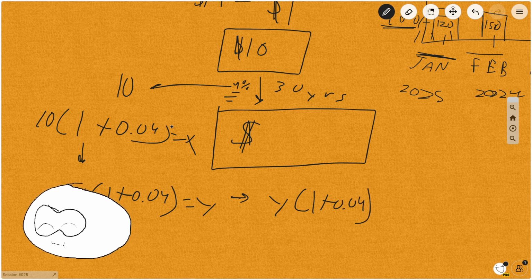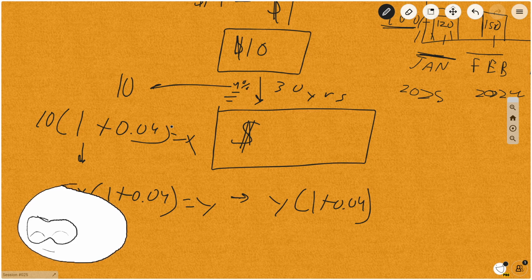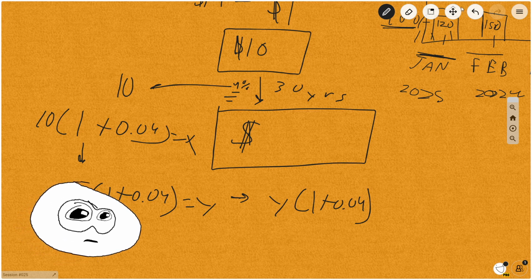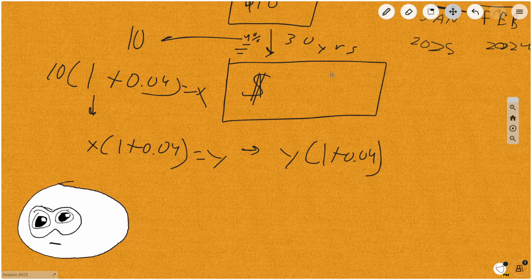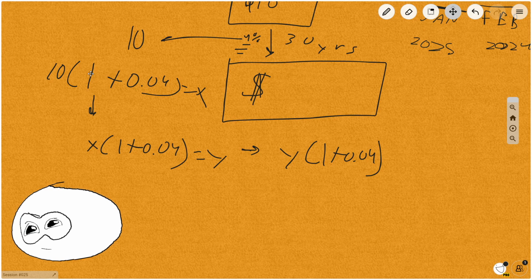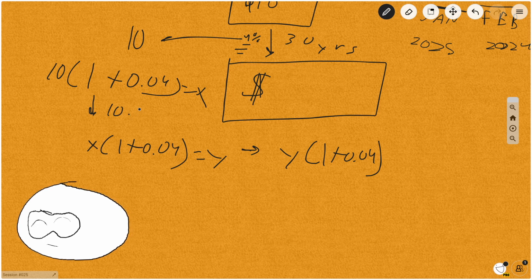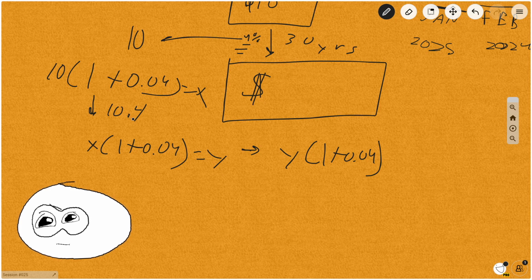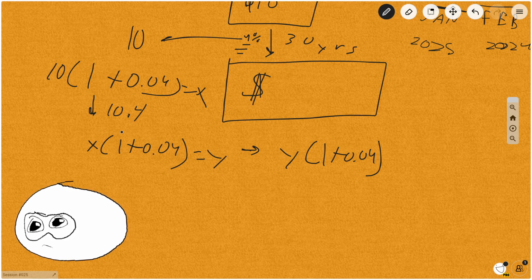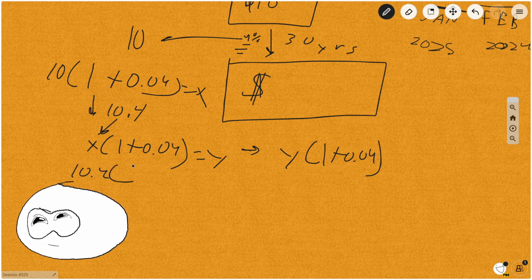And just to put it into numbers really quick, in this small example, the power of compound interest is such that your $10 after the first year becomes 10 times 1.04. 10 point, is that right? Just 4? 10.4. All right. And then all of a sudden you have 10.4 times 1 plus 0.04.